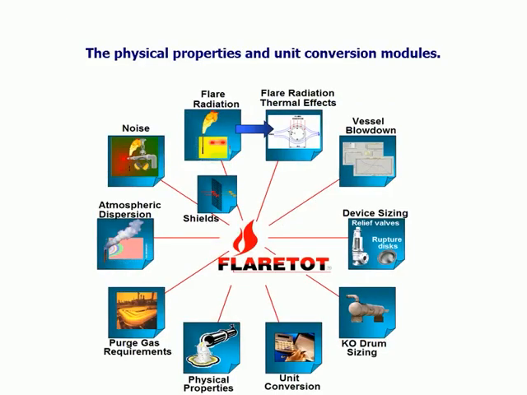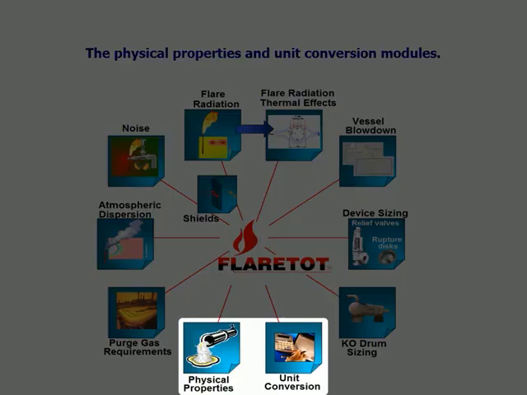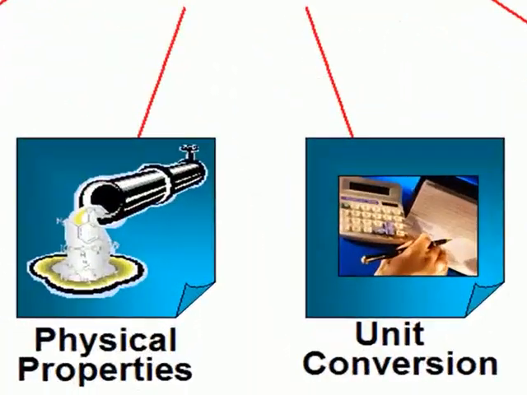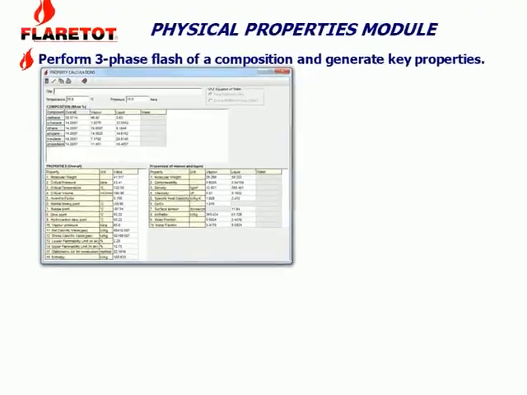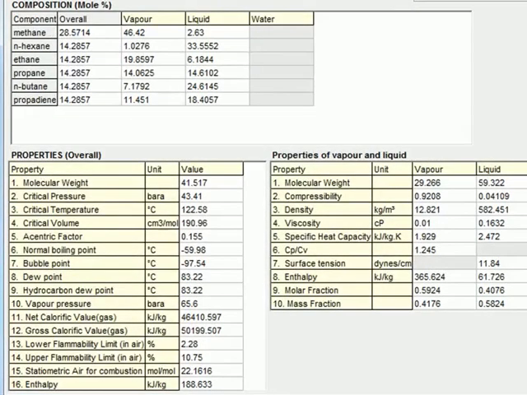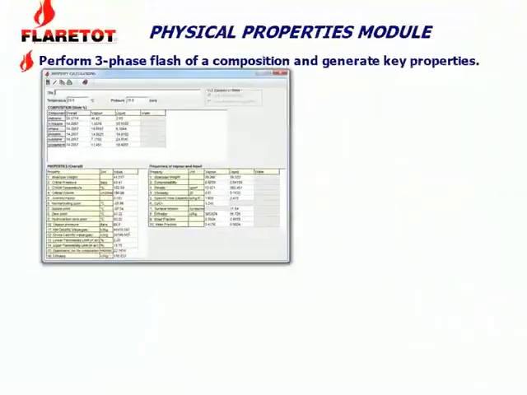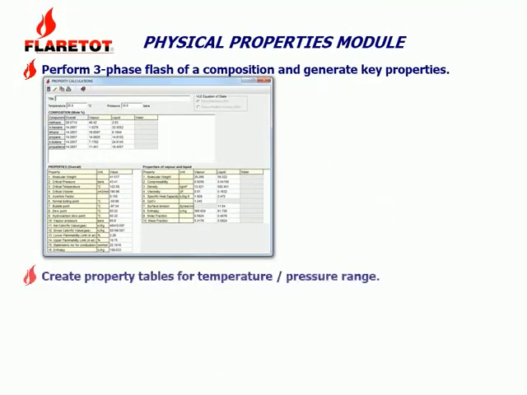Next, we examine the physical properties and unit conversion modules. These assist in providing engineering data for tasks outside flaretot. You can perform a three-phase flash for a given composition. 16 key total properties are reported, for example calorific value and dew points. In addition, 10 key physical properties for each phase are reported. You can create tables of physical property data for a temperature and pressure range.